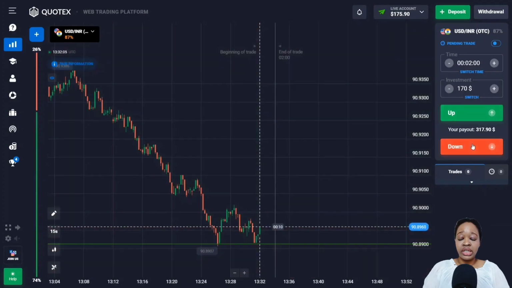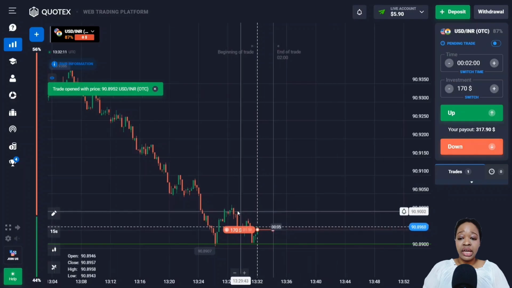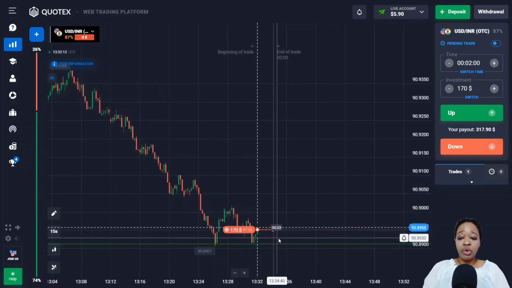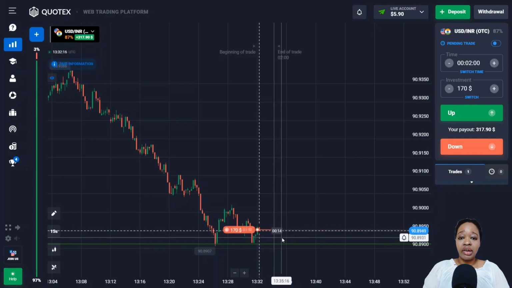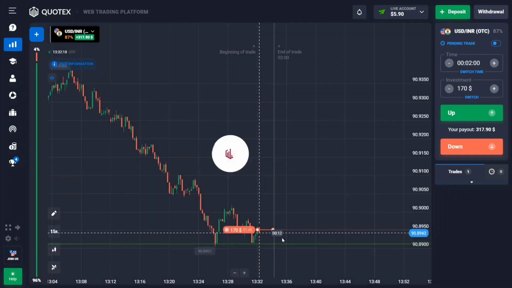I'm going to be opening it again for a fall. I'll open it for 2 minutes, because at the same time I can see that there is a clear compression of the support level here. So I'm hoping that this time will be enough time for this downward movement. So let me wait and see the results of this trade.